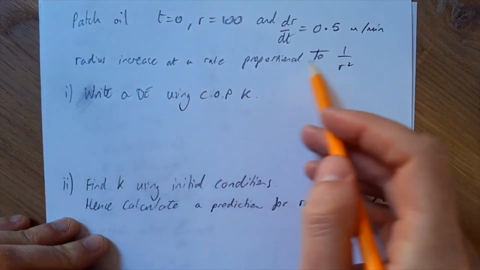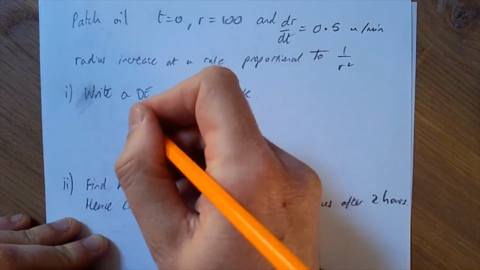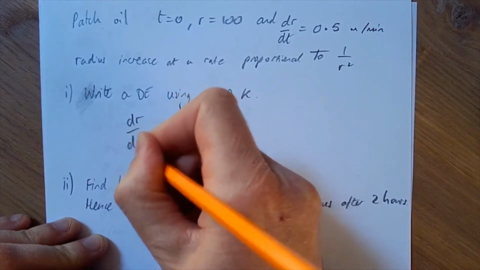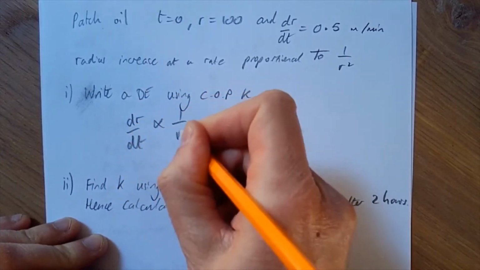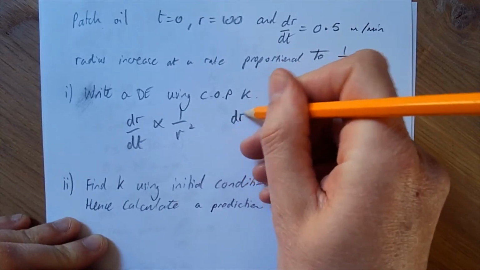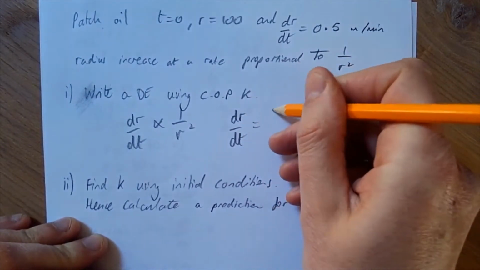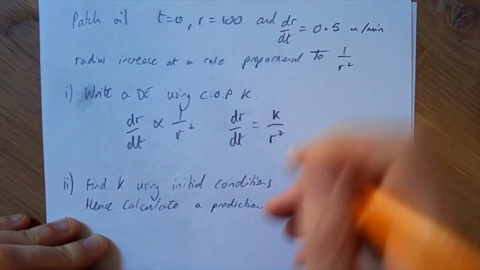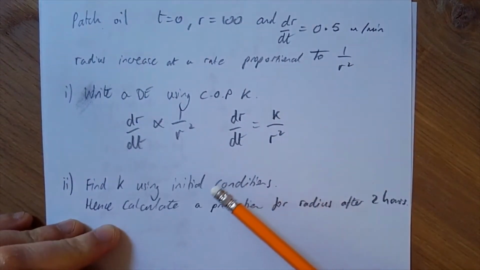So the radius increases at a rate that's proportional to 1 over r squared. So that looks like that. And then that becomes that differential equation.